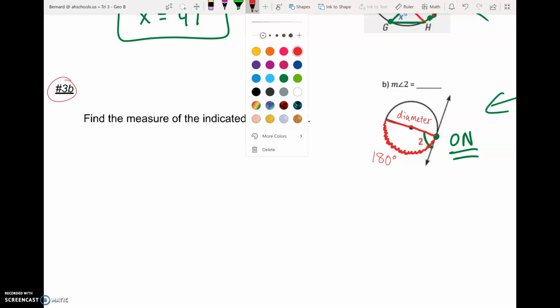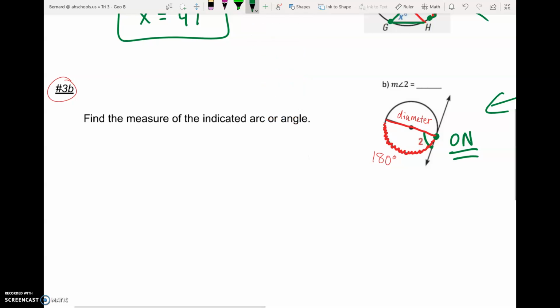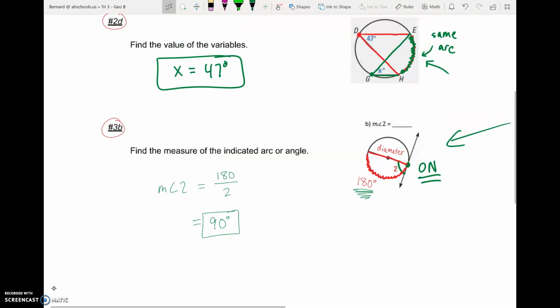And so our angle, right, the angle is always half of the arc, or in other words, the arc is twice as big as the angle. Let's work with our angle. So the measure of angle 2, it's always half of our arc. Well, our arc is 180. We know that because it was created by a diameter. And so our angle will be 180 divided by 2. And 180 divided by 2 is just 90 degrees. And so we know the measure of angle 2 had to be 90 degrees.